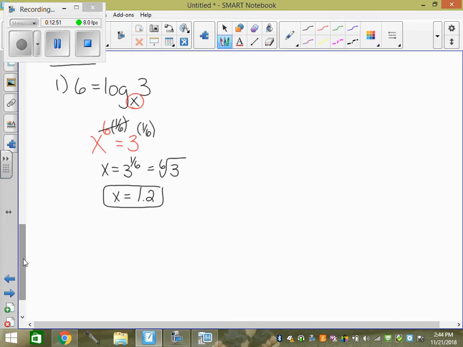Number 2. What if I give you 2 log x 6 equals 4? Because 1/6 times 6 is 1. You want an exponent of 1.